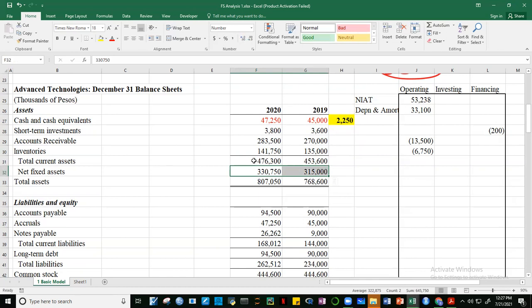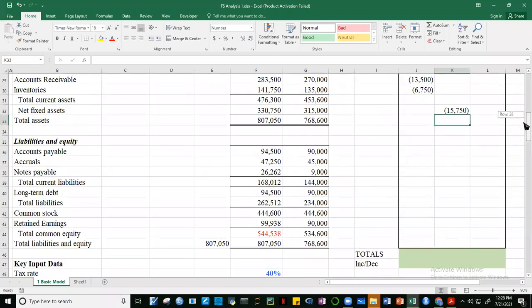Anyone? Yes, correct. It's investing. Okay, source of cash or use of cash? Thank you, Elijah. Thank you, Liam. Yes, it's a use of cash. Bumili tayo ng fixed assets eh. 315, naging 330, so it's equal to negative 15, no? Negative. Yan. Kasi use of cash siya. Okay, so that takes care of our assets.